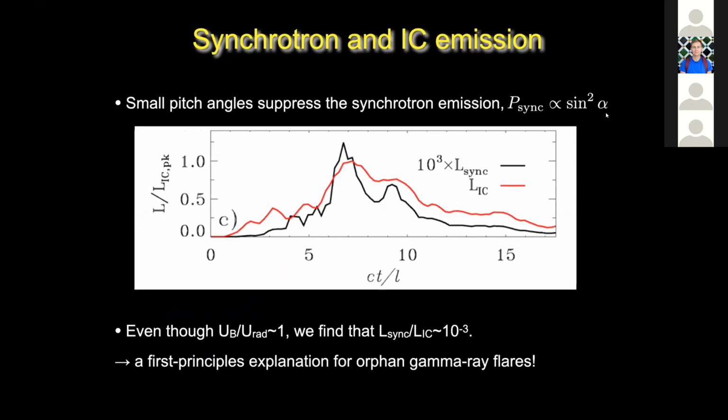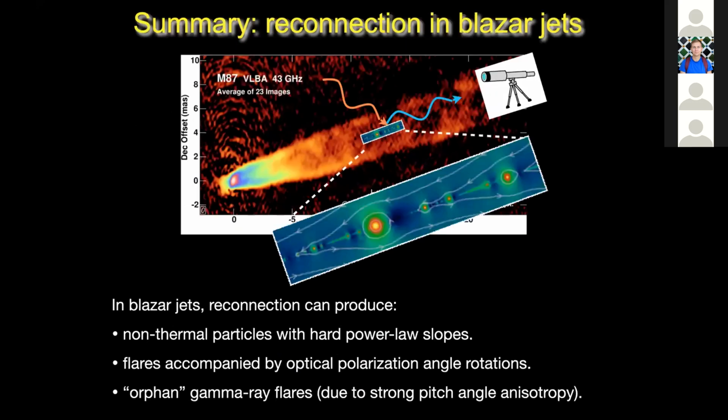And in fact, in this case, we have derived a light curve from our simulations in which we pick initially the same value for the magnetic energy density and the radiation energy density. And yet the synchrotron luminosity is comparable to the inverse Compton luminosity only when we scale it up by a factor of 1,000. And that's exactly because of this sine squared alpha effect. So pitch angle is critical to understand orphan gamma ray flares. And I will leave this here as my conclusions. Thank you.